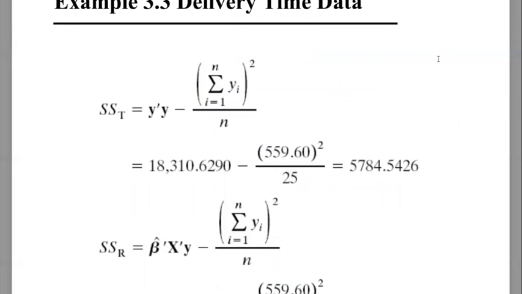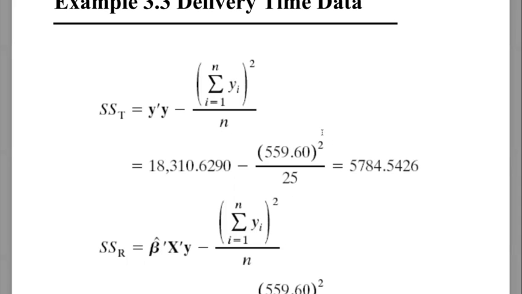Okay, so they're looking at the delivery time data set in example 3.3, and they're showing the calculations. They're starting off by calculating the total corrected sum of squares of the response using this formula here. They start by calculating the uncorrected sum of squares of the y values, which is 18,310.629. Then from that, they subtract off this correction for the mean.